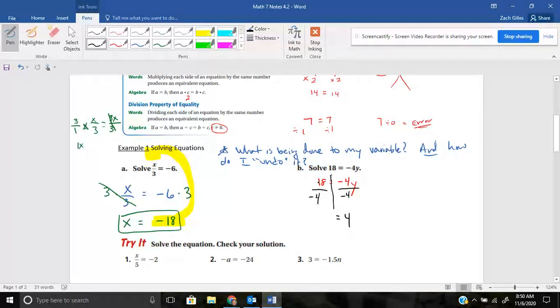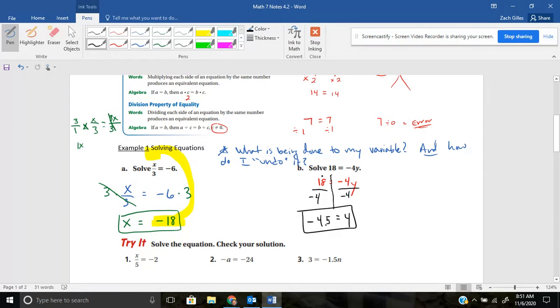Okay. Now I know it's going to be a negative, and how many times does 4 go into 18? 4 whole times, which would be 16. I'd have 2 fourths left over to get to 18, which simplifies to a half. So negative 4.5 is equal to y.